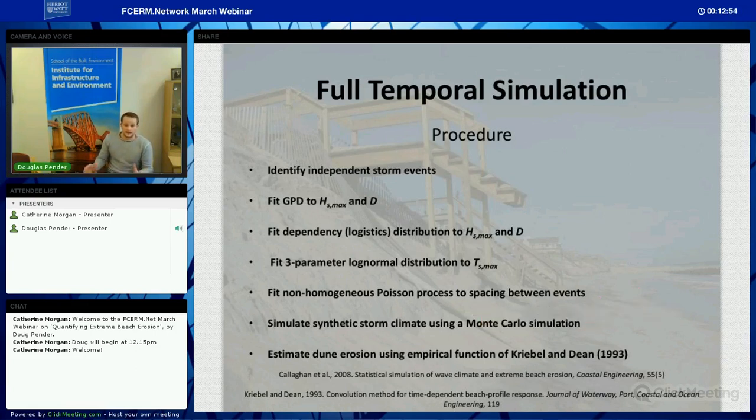So these guys generated that using a Monte Carlo simulation, and it was also looped with this empirical dune erosion function. They generated a random storm event, they determined the erosion, then they determined what the next storm event would be and when it would occur. They took that, generated a wee bit of recovery, and the process was looped like that, so you get this full time series modelling of dune erosion based on a synthetic storm climate.